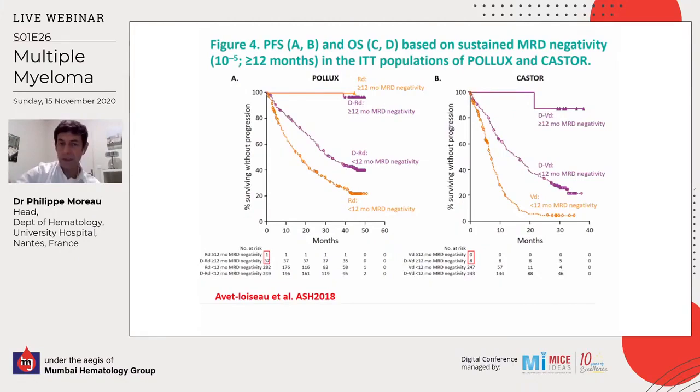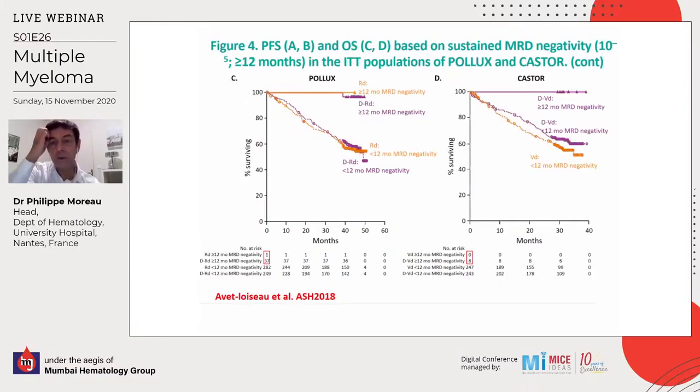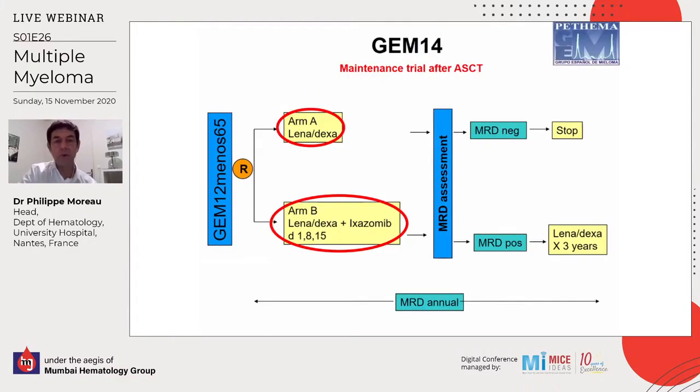You see the outcome is very important, very clear for PFS. And this is also true for overall survival. You don't have any death in the DARA VD arm of CASTOR and only 1 death, in fact, for patients MRD negative during more than 1 year in the POLLUX study. So this concept is becoming very important.